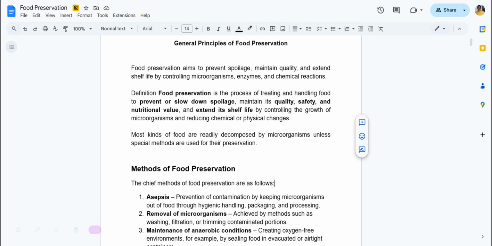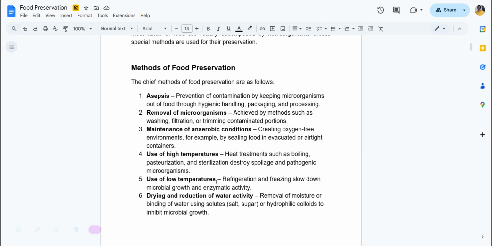So which are the preservation methods? Asepsis. Now what is asepsis? Asepsis is a method. Asepsis means removal of microorganisms. This can be done by maintaining hygienic conditions, packaging, and processing. Removal of microorganisms can be achieved by washing the vegetables and grains, filtering the liquid foods, and trimming the contaminated portion.